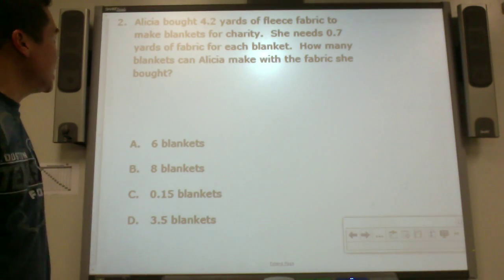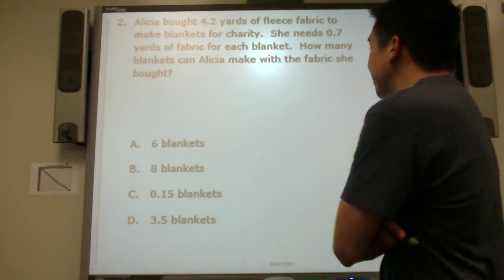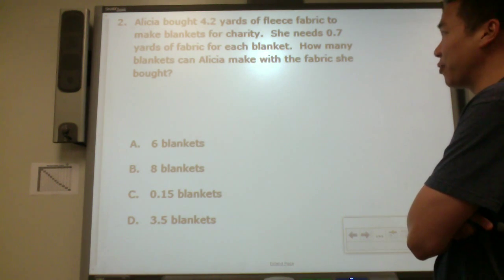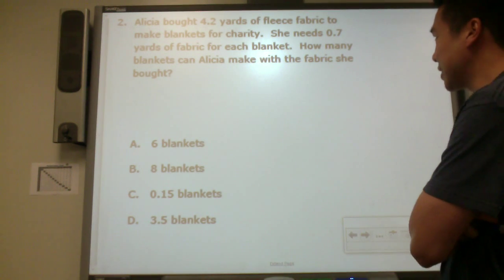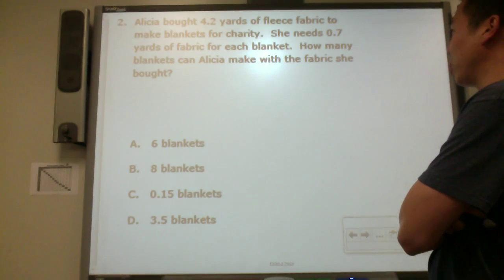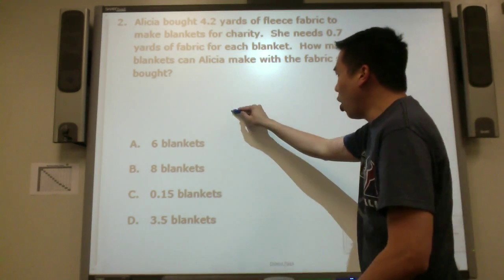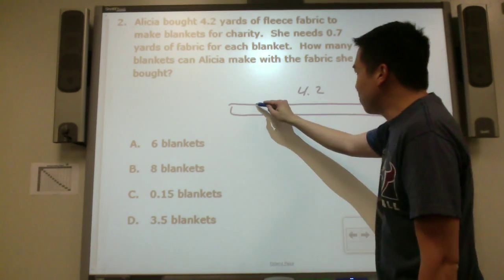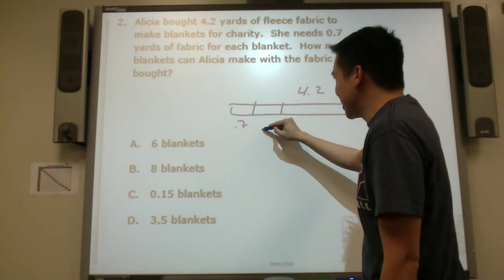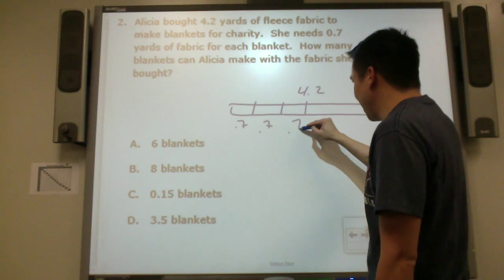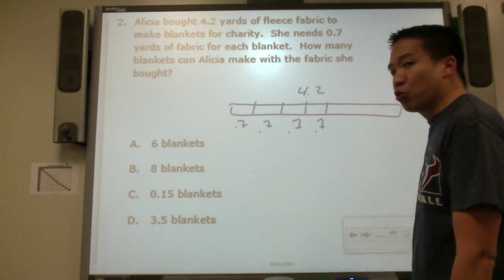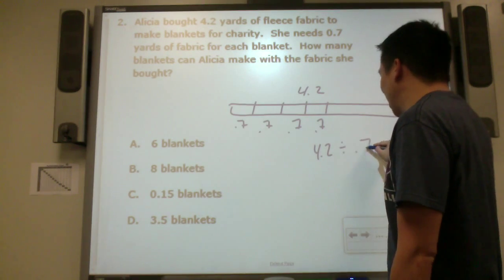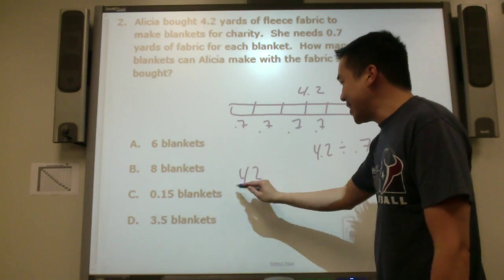Number 2. Alicia bought 4.2 yards of fleece fabric to make blankets for charity. She needs 7/10 yards of fabric for each blanket. How many blankets can Alicia make with the fabric she bought? So she bought all this, 4.2. She needs 0.7 to make that blanket, 0.7 to make this blanket, 0.7. So how many groups of 0.7 go in? So it must be a division question. I'm going to rewrite it as a division.